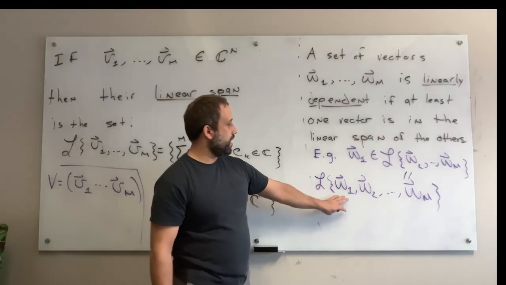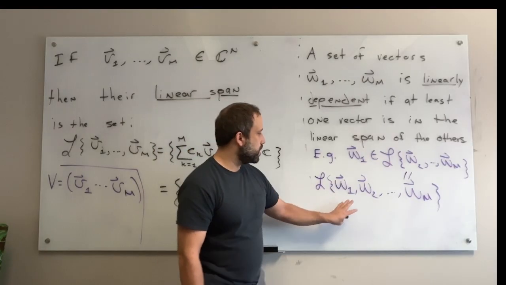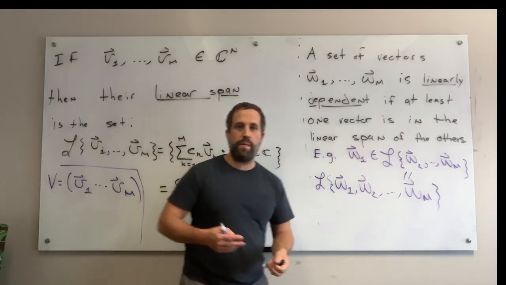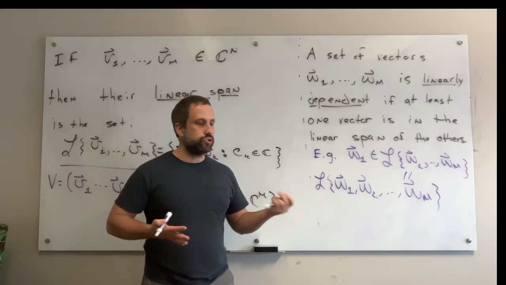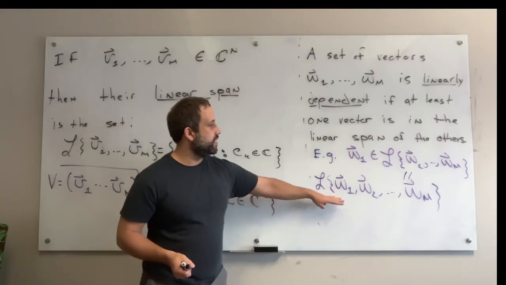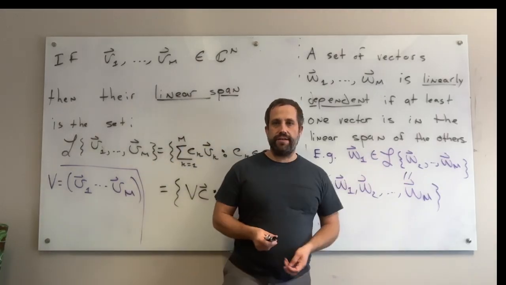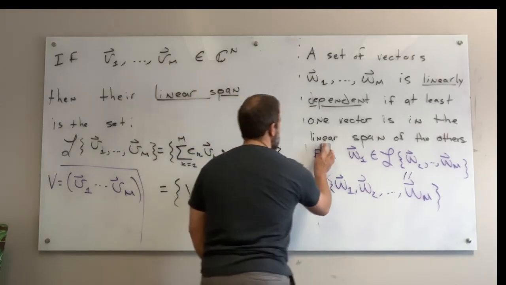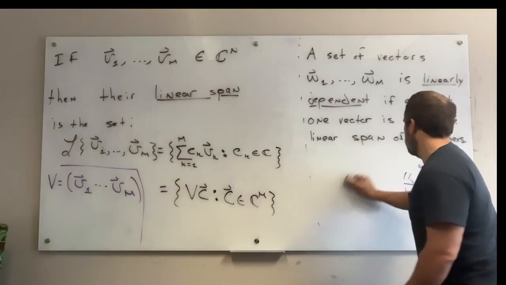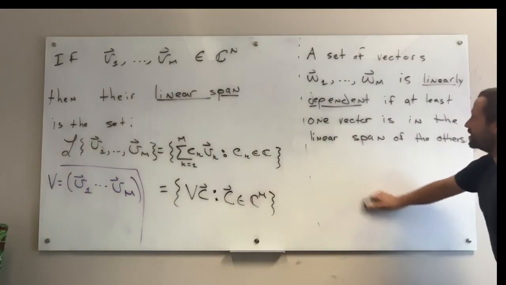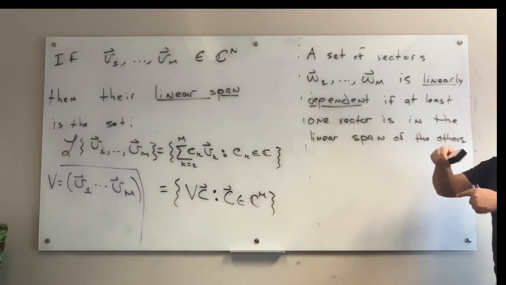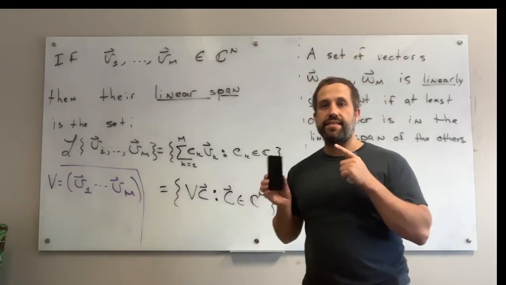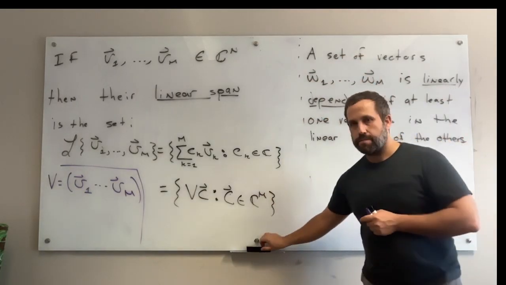So by adding W1 to the set W2 to Wm, we're not adding any information. There's no vector that we can get to in this linear span that we cannot already get to in that linear span. So that's why they're called linearly dependent. Now, if this condition does not hold, if none of the vectors are in the linear span of the other vectors, we say the set is linearly independent.